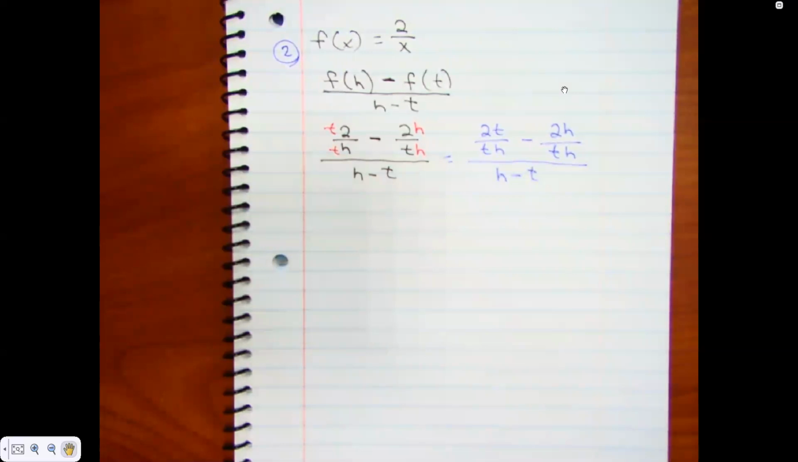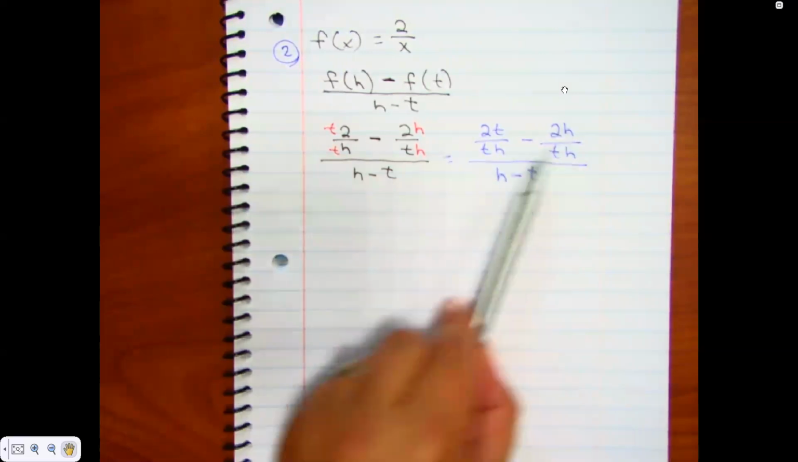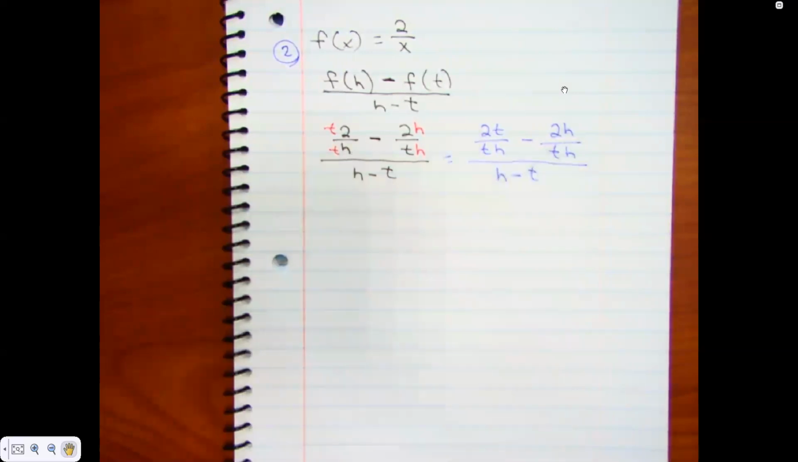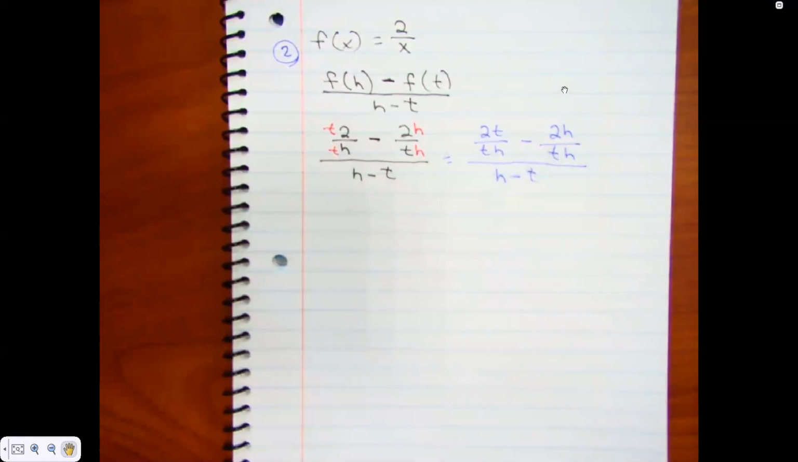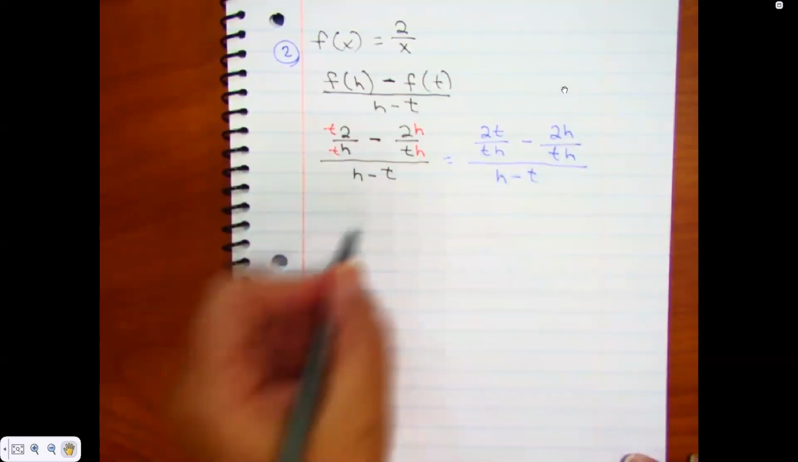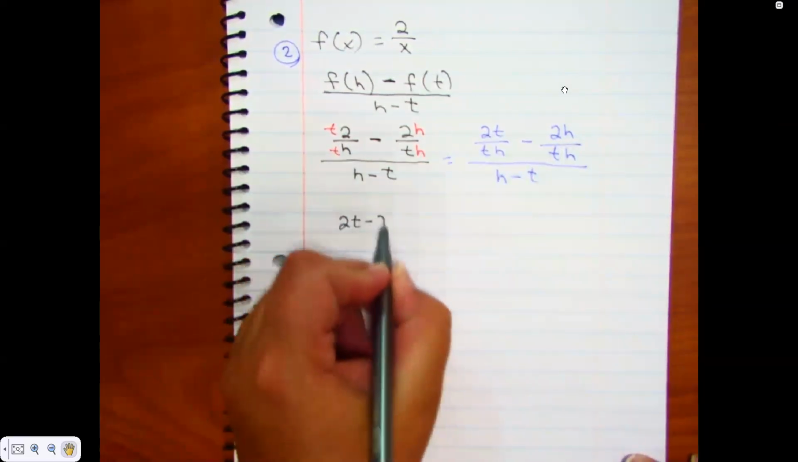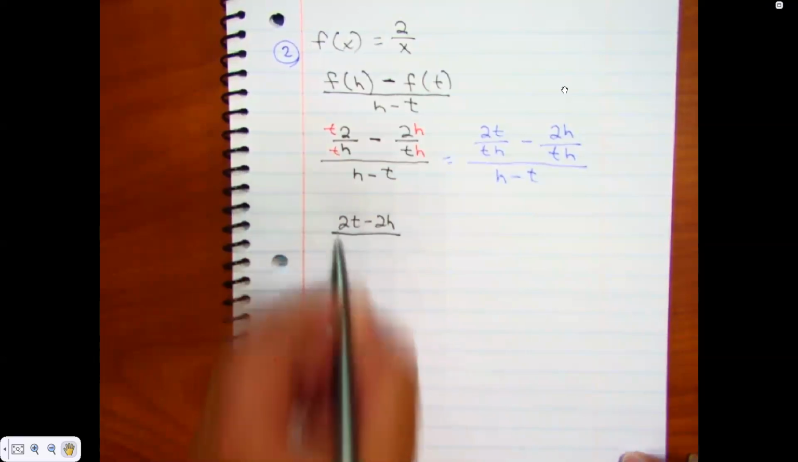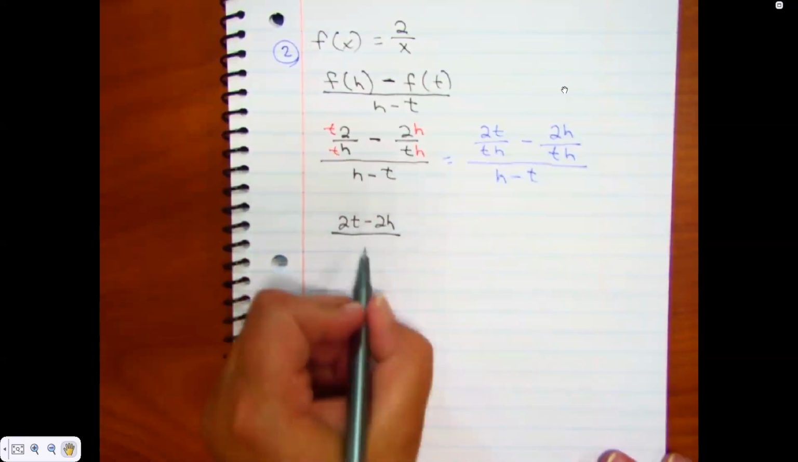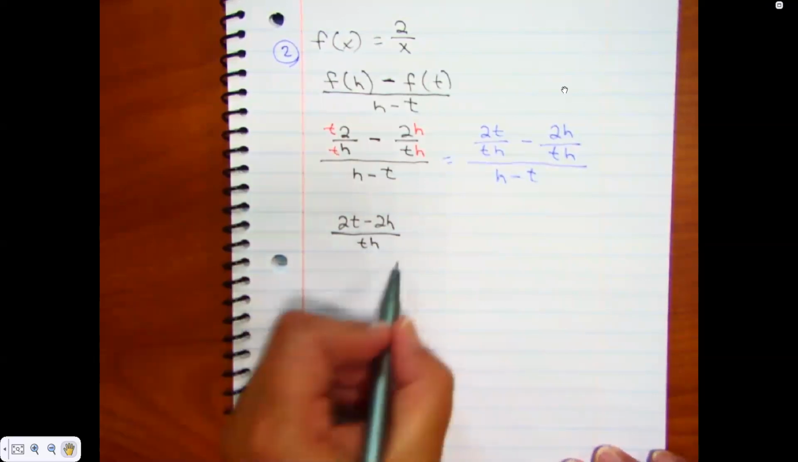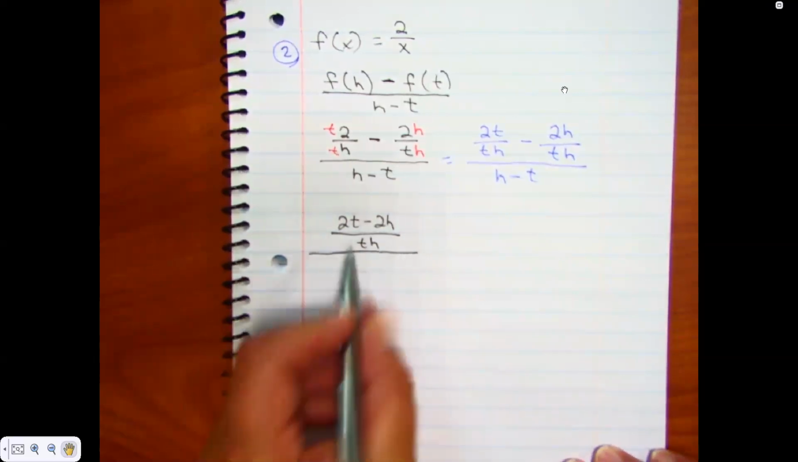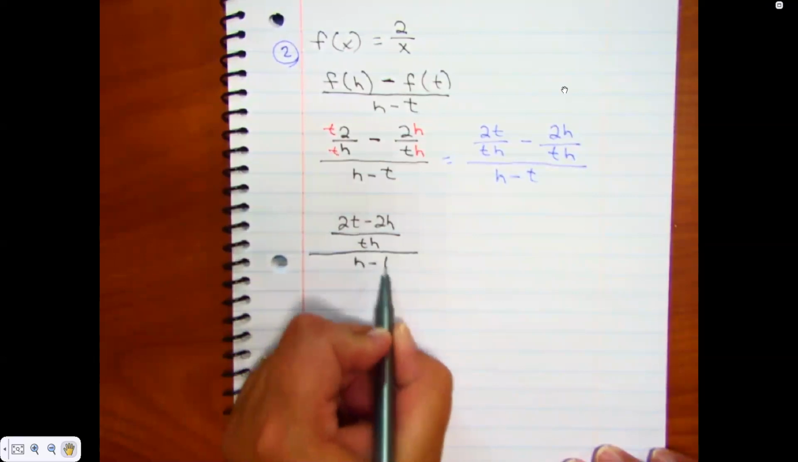All right, this looks messier. Should we go back to the original? No, we like that because we have a common denominator. So you subtract the numerator and the denominator stays. So the top is going to be 2t minus 2h. And I only have to write the bottom once, th. Now I still have divided by h minus t.